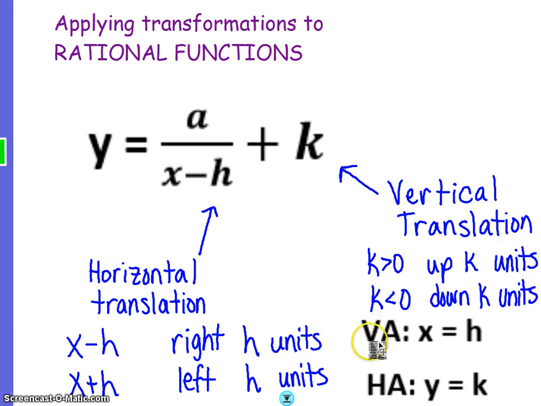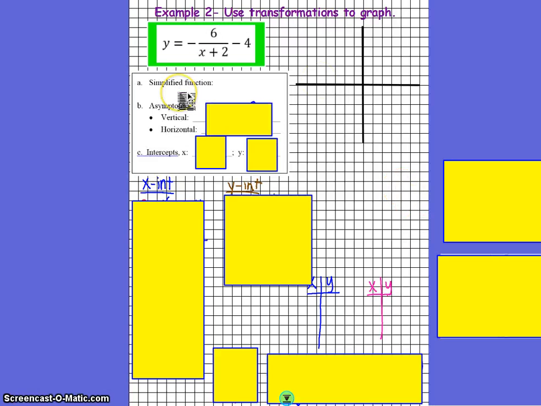And go ahead and copy this too, but we're about to see why this is true. The vertical asymptote will be x equals whatever our h value is. Our horizontal asymptote will be y equals k. Our second example, we're going to use transformations to graph this function, y equals negative 6 over x plus 2, minus 4. The first thing you need to recognize is that this is a rational function.